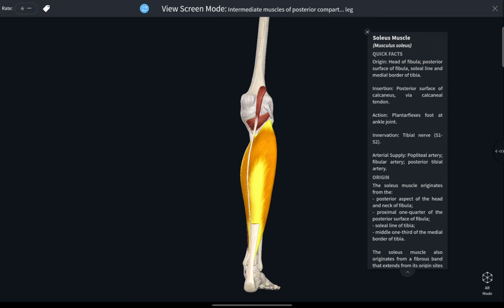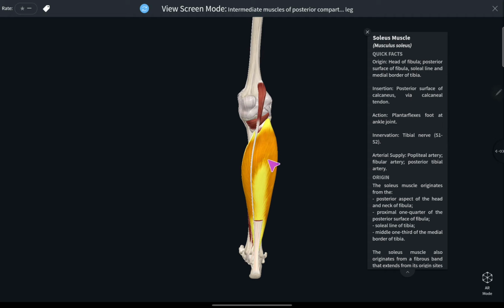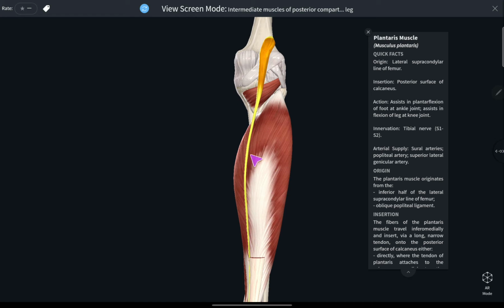The origin of soleus muscle. This is the soleus muscle, from the head of the fibula and the posterior surface of the fibula, and it goes and inserts to the posterior surface of the calcaneum by calcaneal tendon. It is innervated by the tibial nerve and it plantar flexes the foot at ankle joint. So this is the plantaris muscle which I have discussed.